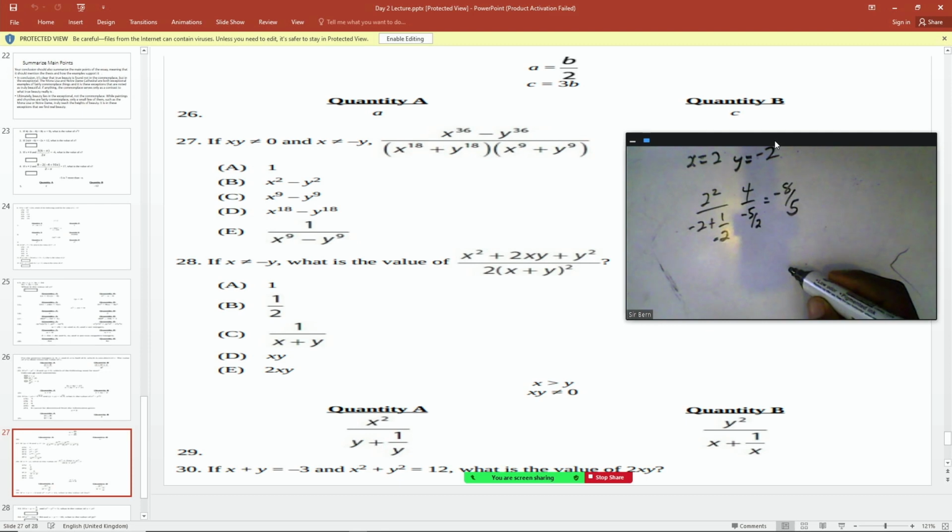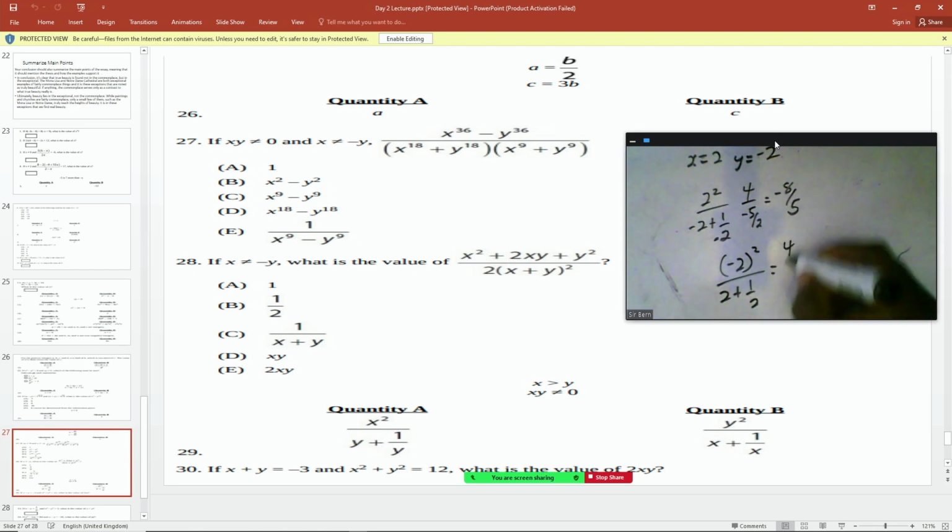Then quantity B will give us -2 squared divided by 2 plus 1 over 2. So this will give us 4 over 5 on 2. This will give us 8 over 5. So in this last scenario, quantity B is greater. 8 over 5 is greater than -8 over 5. So in this sense, we see that quantity B is greater.